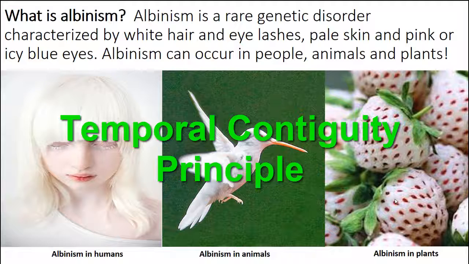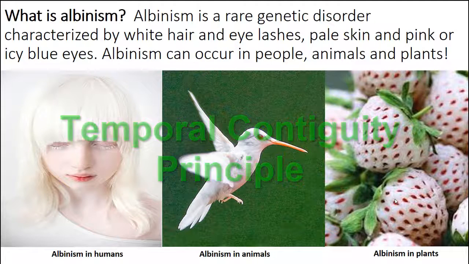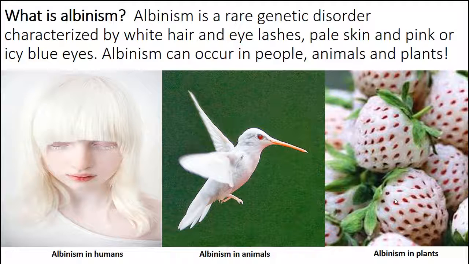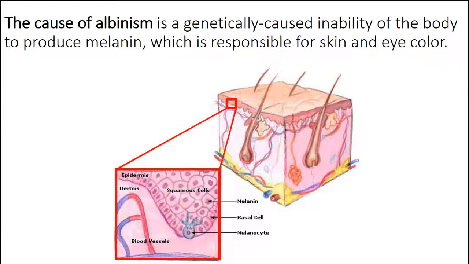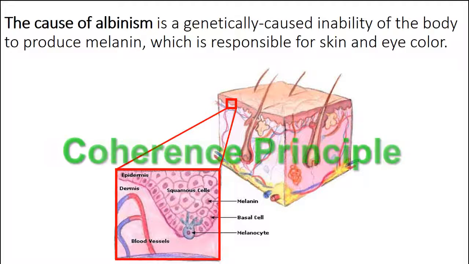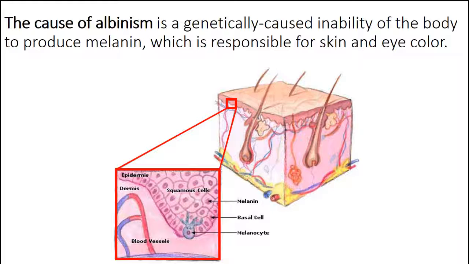This slide exemplifies temporal contiguity principle, where people learn better when corresponding words and pictures are presented simultaneously rather than successively. The cause of albinism is a genetically caused inability of the body to produce melanin, which is responsible for skin and eye color. This cross-section of skin layers highlights that melanin is contained within the melanocytes located at the bottom layer of the skin's epidermis. This slide exemplifies the coherence principle, where people learn better when extraneous words, pictures, and sounds are excluded rather than included.